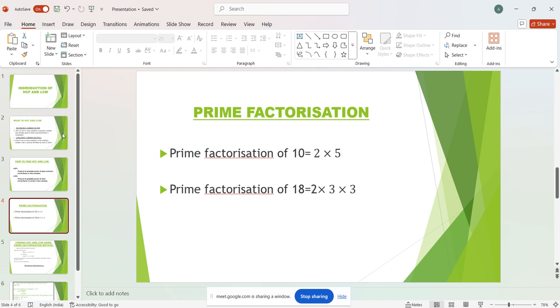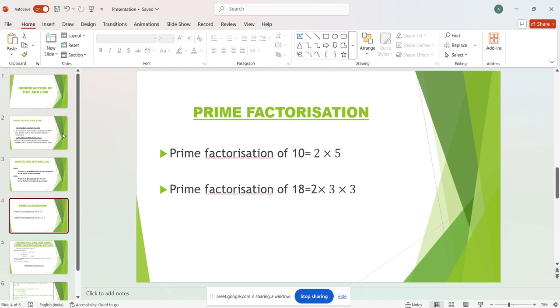Next, to find the HCF and LCM you take the prime factorization. Prime factorization means that when one number is given, you write it as a product of prime numbers. For example, the prime factorization of 10 is 2 into 5. 2 into 5 equals 10, and 2 and 5 are prime numbers.